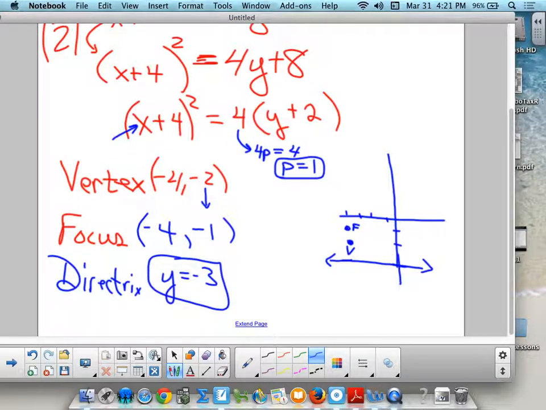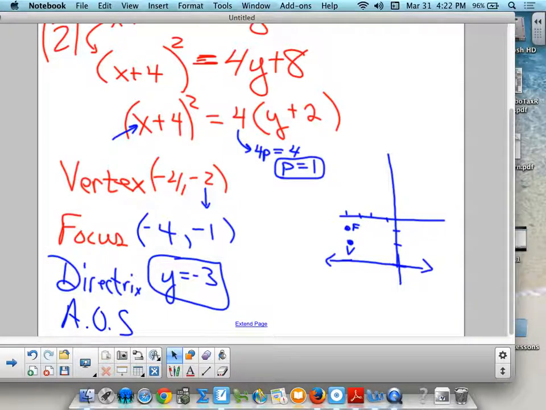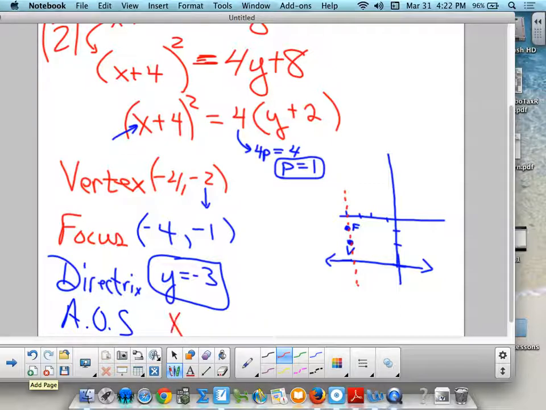Okay, and the axis of symmetry is the line that cuts right through the focus and the vertex. That would be x equals negative 4. Just take a look. It goes right through negative 4. Okay. All right. What's left?